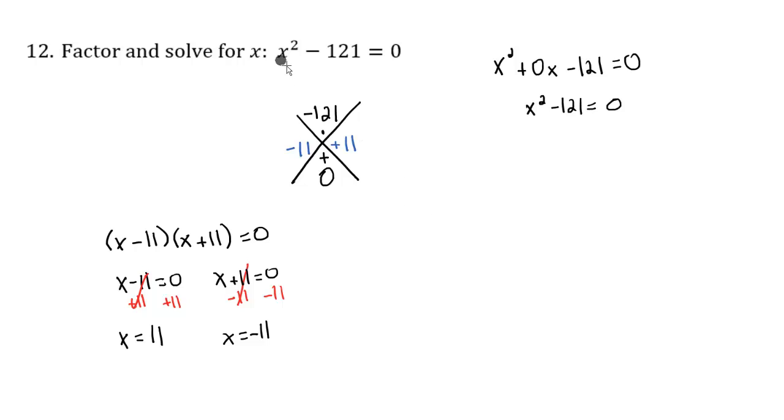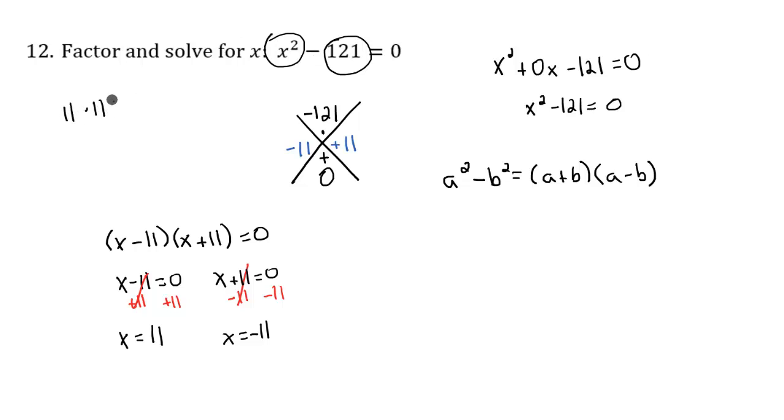Now, something else that you can do whenever you see a binomial here is you can check for the difference of two squares. And this formula right here is what represents the difference of two squares. So what does that mean? Well, whenever we have a leading term right here that's a perfect square, which x squared is, and whenever we have a second term like this right here that is a perfect square, which it is, 11 times 11 gives us 121, so that's a perfect square, and they're separated by a subtraction sign, that's going to be the difference of two squares.